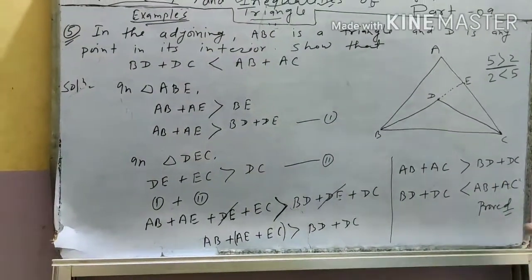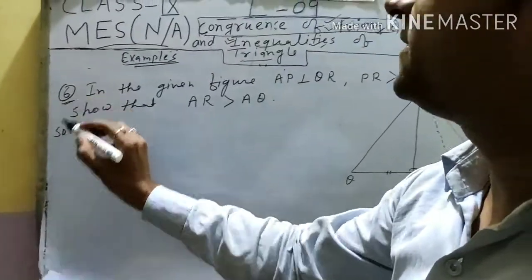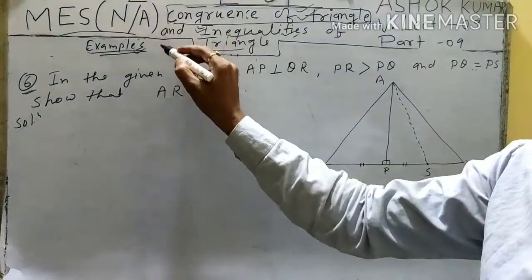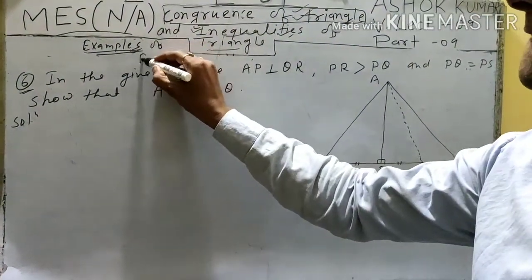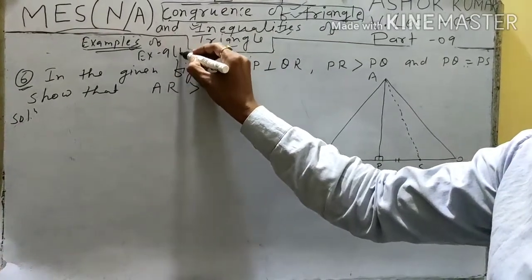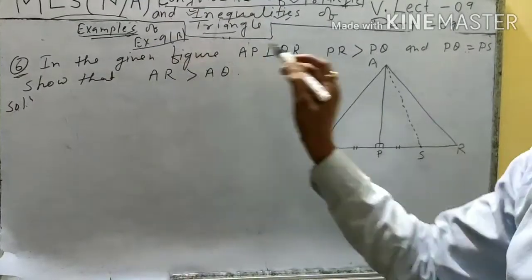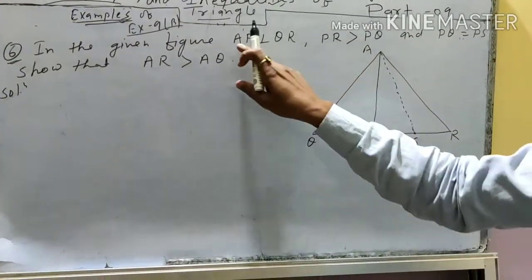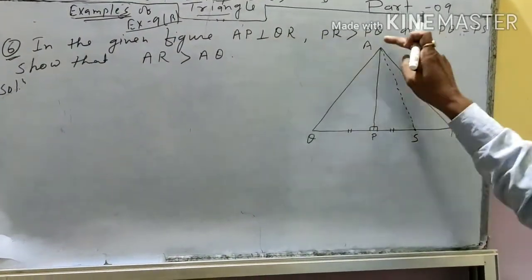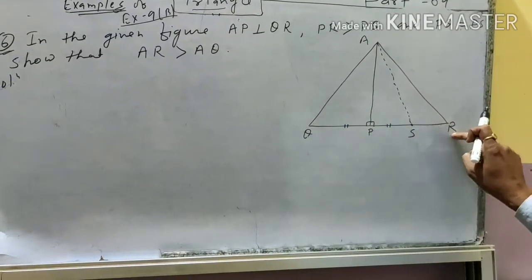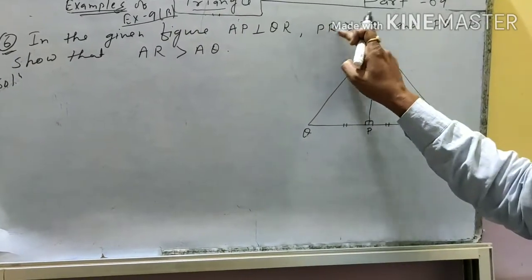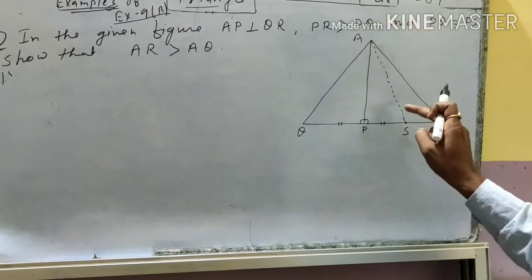The next question is here, question number 6. Example of exercise 9B, question number 6. In the given figure, that means this figure is given here, AP is perpendicular to QR. AP is perpendicular to QR. And PR is greater than PQ.